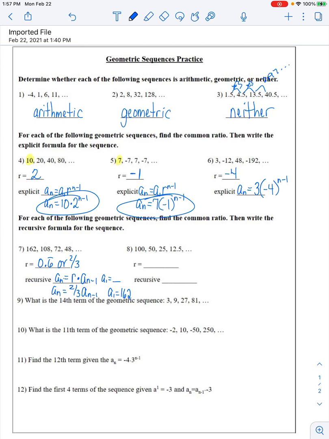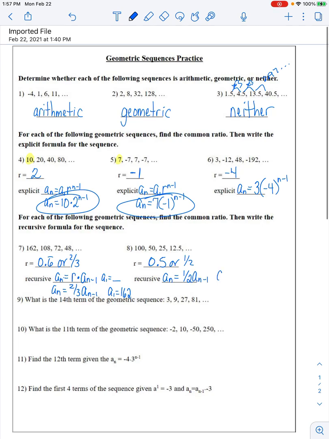Now let's look at 8. So I notice if I do 50 divided by 100, I get 0.5. 25 divided by 50 is 0.5. So your common ratio is 0.5, or I know that 0.5 as a fraction is 1/2. Okay? So my recursive formula is going to be a sub n equals 1/2 times a sub n minus 1, which just means the last term, and a sub 1 equals 100.